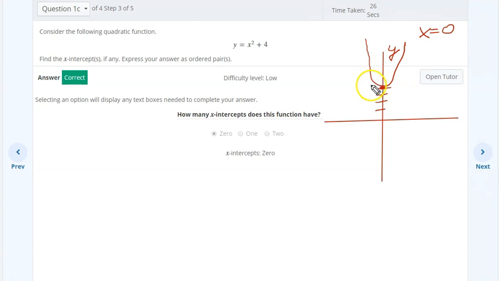And are there any x-intercepts here? Well, the answer is no, there are none. So that would be 0. All right, let's move on.